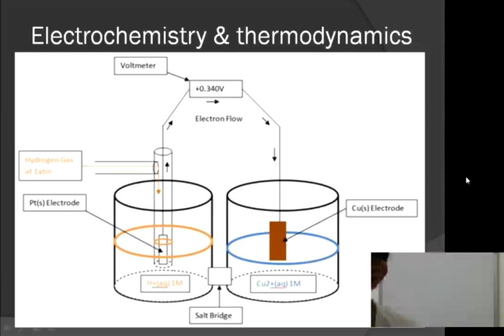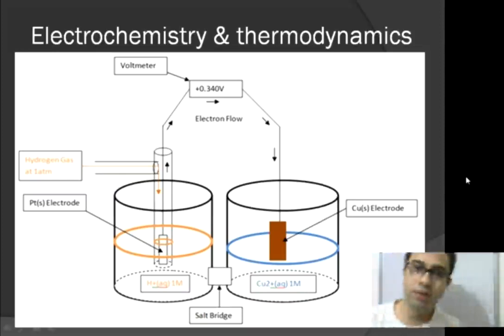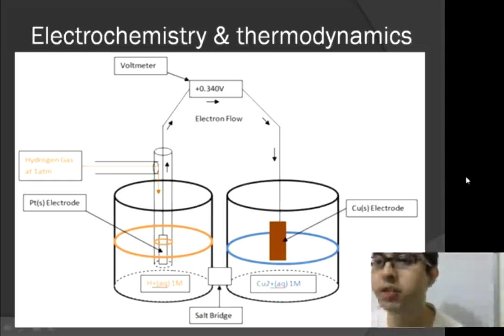Alright, so we'll discuss electrochemistry in today's lecture. The topic is broadly electrochemistry and thermodynamics. As you can see, there are two half-cell reactions. In one, there is an oxidation reaction taking place where copper 2 plus is oxidized to copper, and hydrogen ions are reduced to form hydrogen gas.